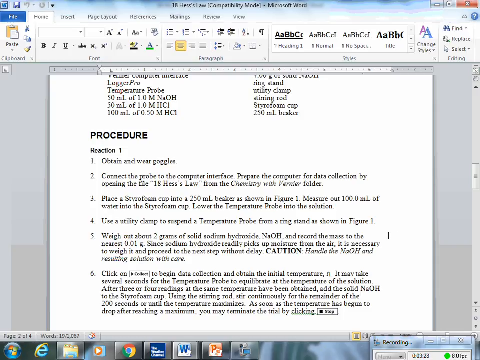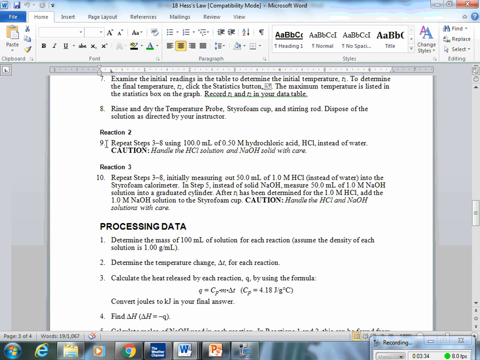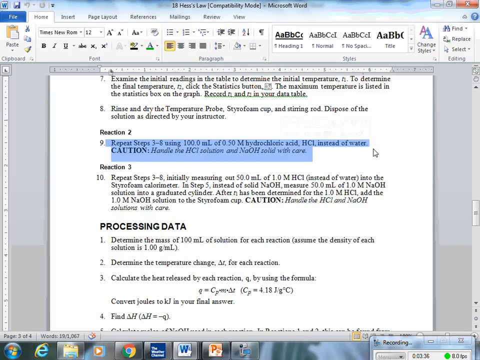So if you look, here's reaction 1. When you get down to reaction 2, we are repeating the steps, but we are adding 100 milliliters of a 0.50 molar hydrochloric acid instead of water. And then on the third reaction, we are following the same steps 3 through 8, and we are just adding different substances, because remember that both of the reactants are going to be aqueous solutions in reaction number 3.